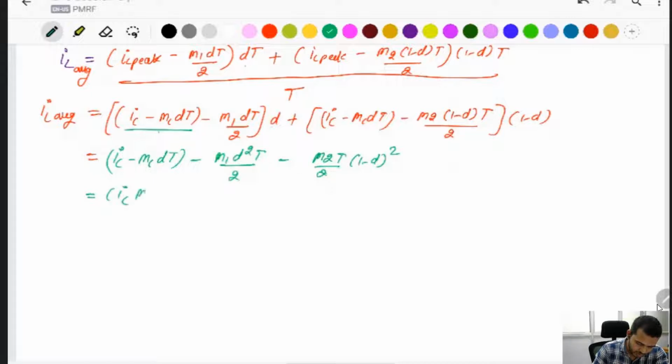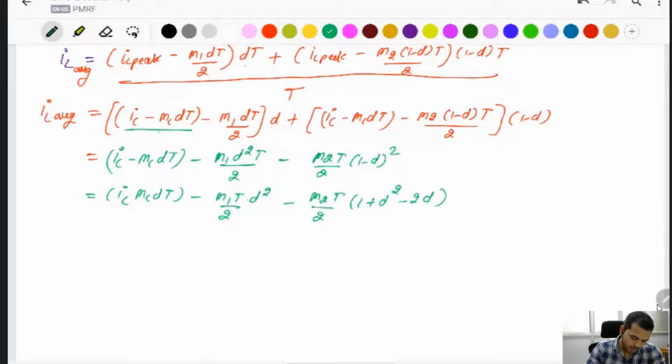Solve this. M1 d square T, minus M2 T divided by 2 into (1 plus d square minus 2d). Sorry, I think T is missing here. This one T. Okay, T is here.